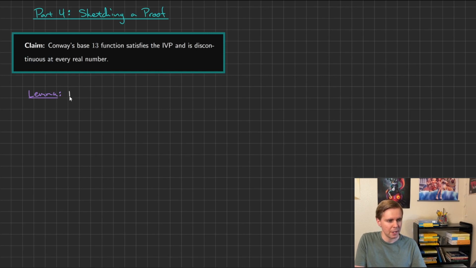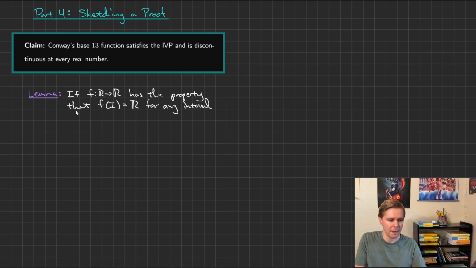The lemma is: if f from R to R has the property that f of I is equal to R for any interval I, then f satisfies the intermediate value property and f is discontinuous at every real number.